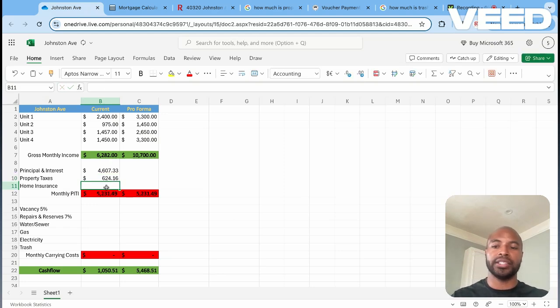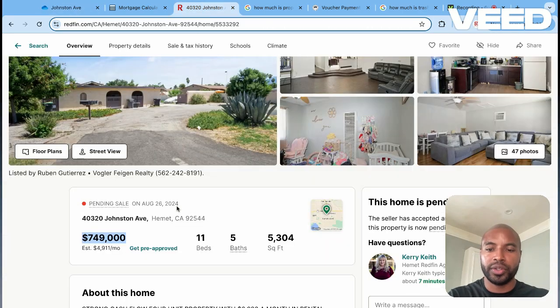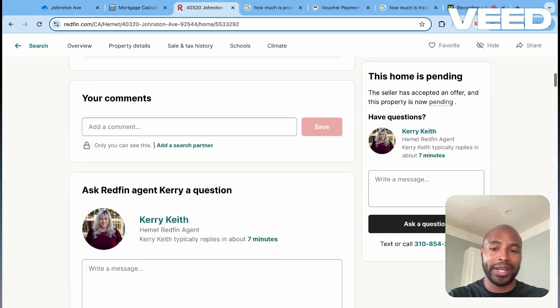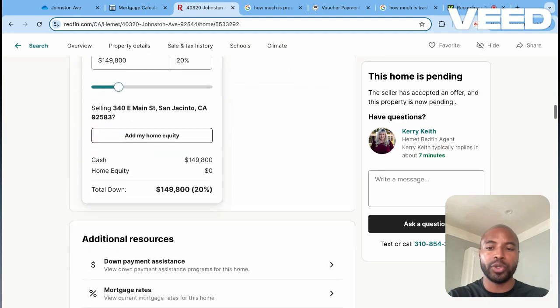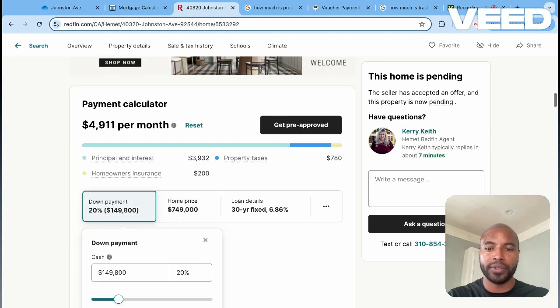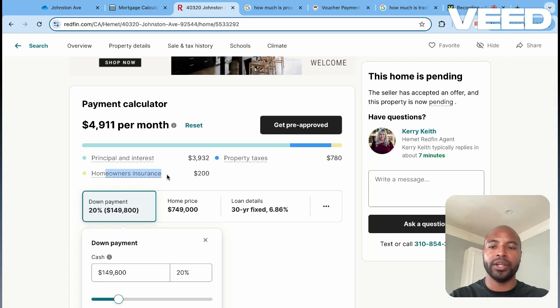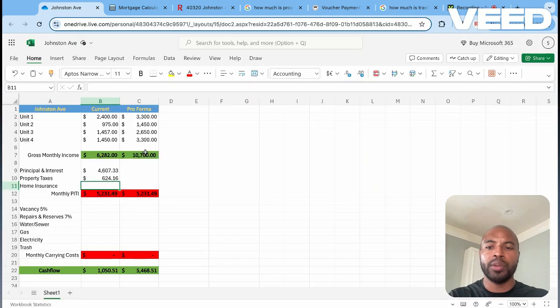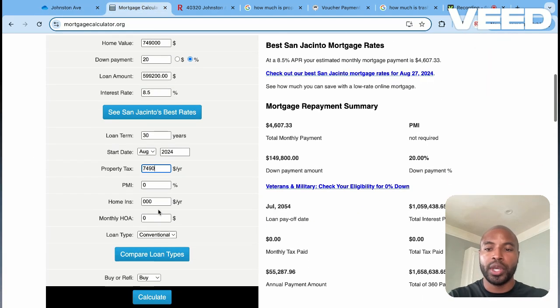And then last but not least is the home insurance. So home insurance, Redfin does a great job of calculating this for you or giving you something that you can work off of. And that's going to be right here. Home insurance, they're calculating that is going to be $200 a month. What we want to do is transport this amount over into the home insurance category. And then we also want to put that as a yearly amount into the mortgage calculator. So that's going to be 2,400.